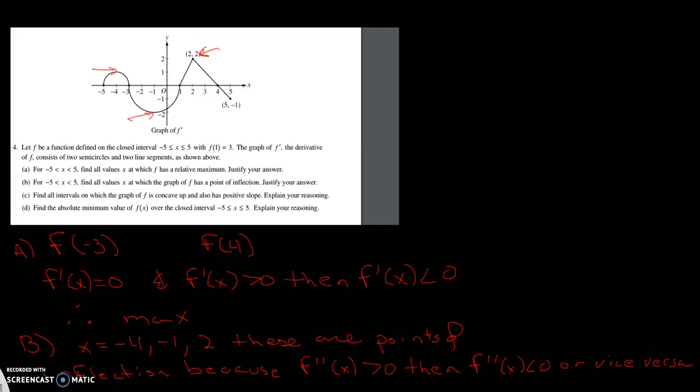Okay, part C says, find all values on which the graph of f is concave up and also has a positive slope. Okay, so that part's important, positive slope. So we're only looking for the parts above the x-axis, and it's also concave up. That means the slope of the slope is positive. So one potential area is -5 to 4. So we'd say between -5 to -4, not 4.